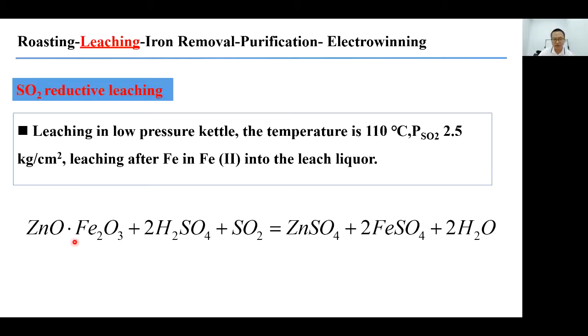So this is zinc ferrite, reduced by sulfur dioxide in the acid solution. So this one goes to ferrous iron, and zinc is leached out. In this part, we are getting the zinc sulfate solution and also a ferrous iron solution, which can be used in the following precipitation part. So this is a very well designed and developed technology.